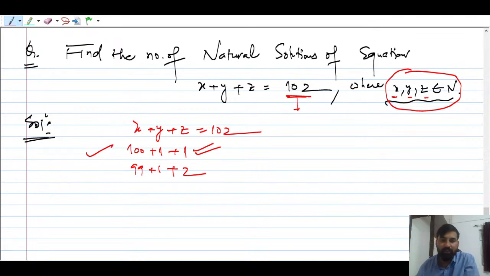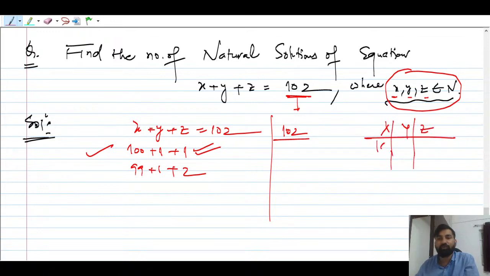At least one coin. How many coins are there in total? 102 coins, and there are three beggars x, y, z. And one coin you have already given to each of them. So how many coins remain? There are 99 coins now. And how many beggars are there? There are two beggars, okay? Understood? So there are 99 coins and three beggars, but two sticks are there, right? Two sticks.